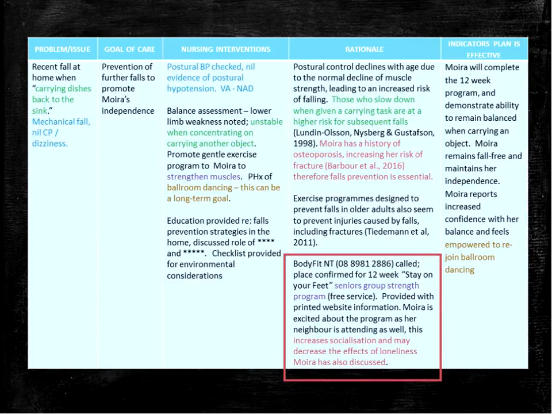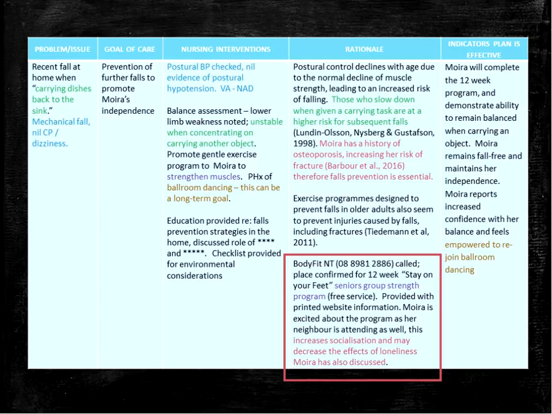So, here we have an example of the mapping. This is a patient I made up this morning. Her name is Moira, because that's my neighbour's name. And her problem is that she had a fall at home when she was carrying dishes to the sink. So I said, this is a mechanical fall, no chest pain, no dizziness. So this is telling me this is just a simple trip.